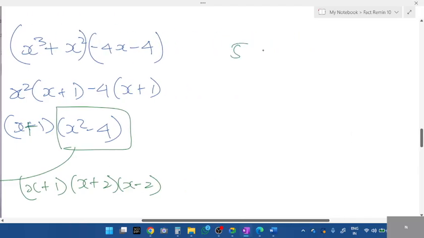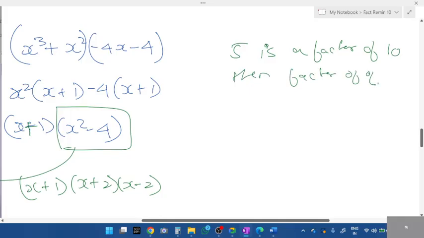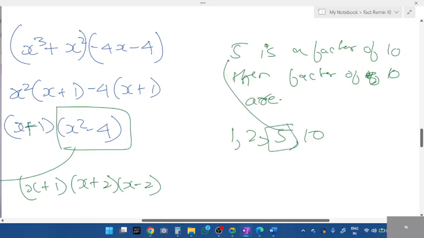For example, 5 is a factor of 10. Then what are the factors of 10 is the question. This is how the question is supposed to be, only if numbers are there. 5 is a factor of 10, then factors of 10 are. What are the factors of 10, students? 1, 2, 5 and 10. They've just given one int. 5 is a factor, so that doesn't make any sense. We have to find all the factors of 10. That's the concept here.